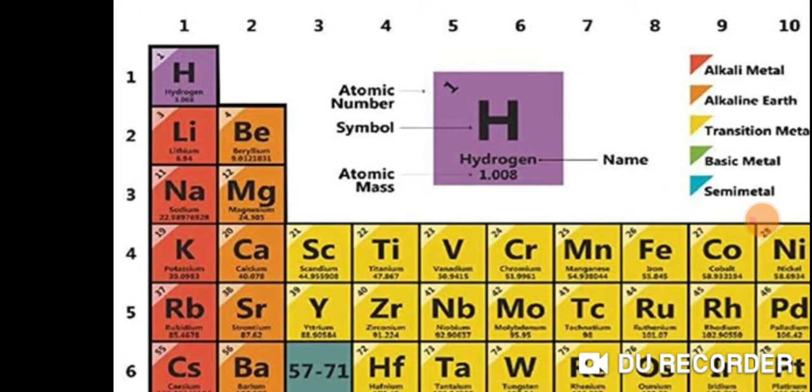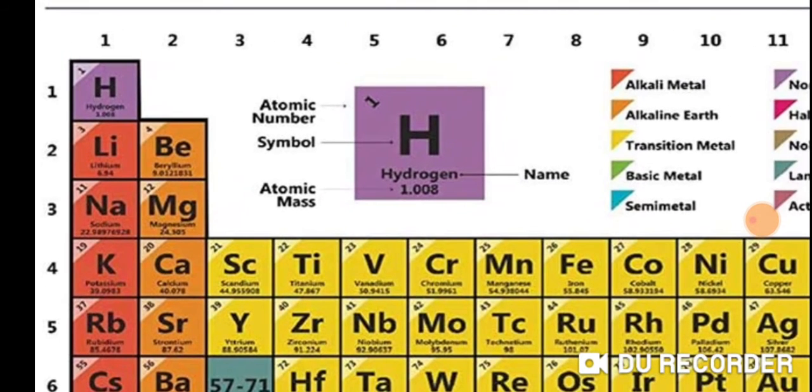Moving on with the lightest element in the entire periodic table, that is hydrogen. The name is mentioned at the bottom, its abbreviation symbol H is mentioned in the box. The upper part represents the atomic number, the number of protons. The bottom one is the atomic mass, that is the number of protons and neutrons in the atom. So this is how we read every element and its properties in the periodic table.